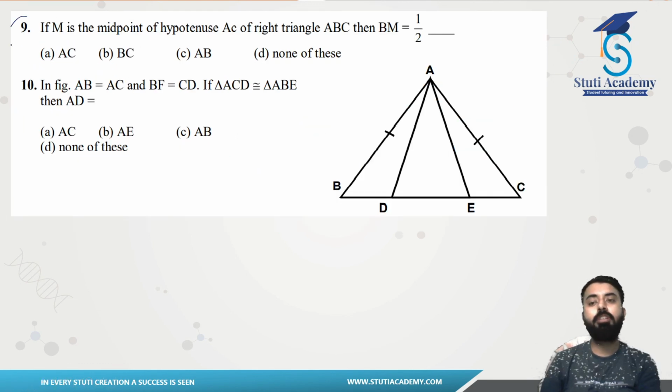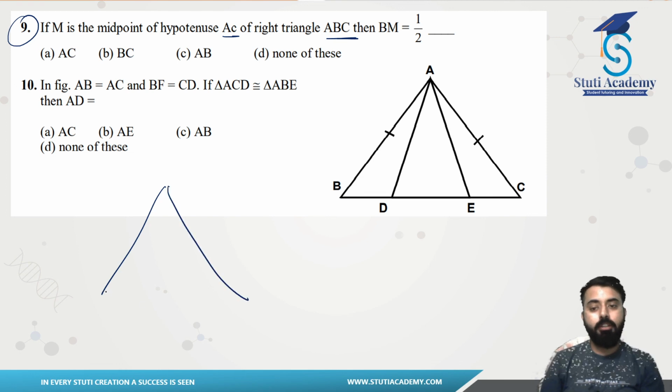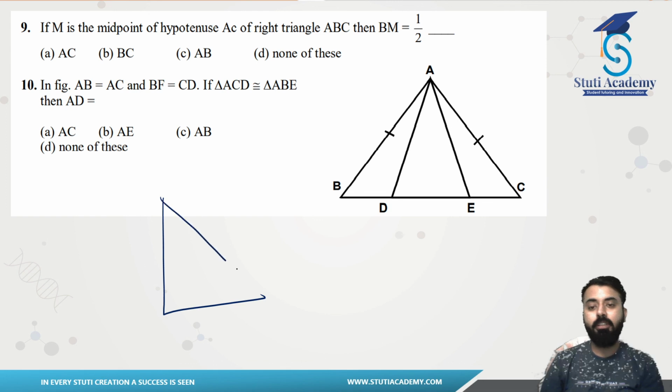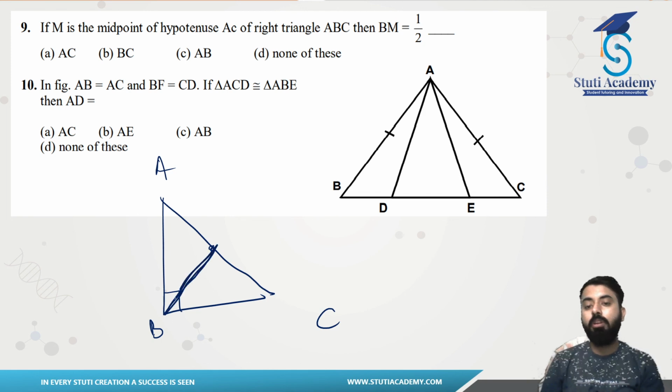So we have this 9th question. If M is the midpoint of hypotenuse AC of a right angle triangle ABC. Let me just draw a right angle triangle. Let's say this is the right angle triangle ABC. So hypotenuse is AC and obviously the right angle is at B, and M is the midpoint. This is the midpoint. So now you have to do what? Then BM. This BM will be half of what?